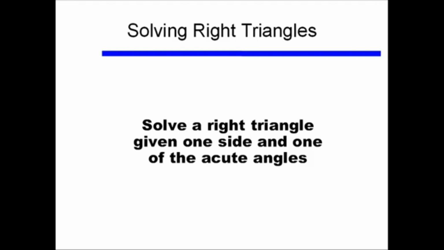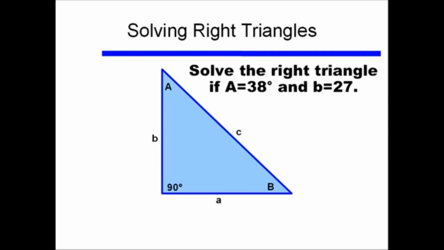But let's take an example. If I'm asked to solve the right triangle, given that A is equal to 38 degrees and b is equal to 27, we need to figure out if I have enough information to solve this.